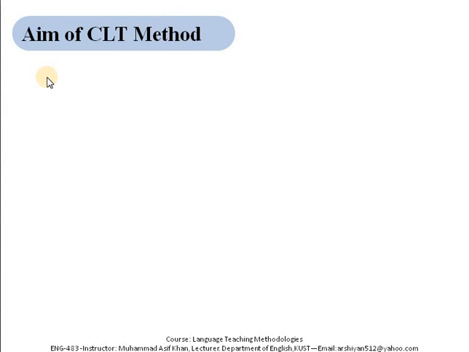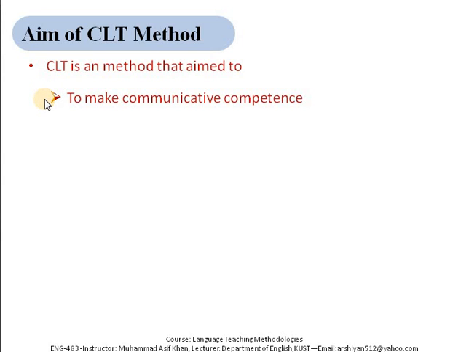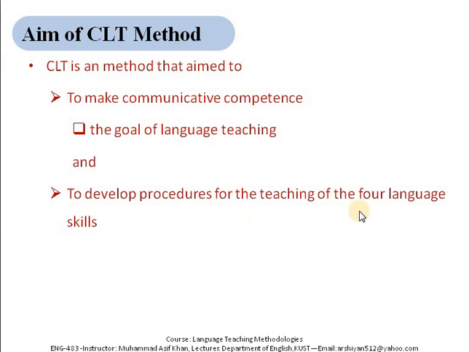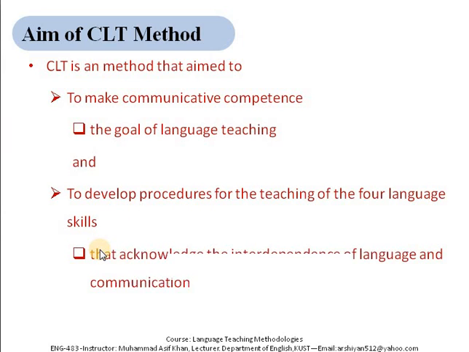Now let's move towards the aim of the CLT method. Basically, it is a method that aims to make communicative competence the goal of language teaching. So the first aim behind this method is to make communicative competence the goal of language teaching. The second is to develop procedures for the teaching of the four language skills, and this development of procedures acknowledges the interdependence of language and communication.